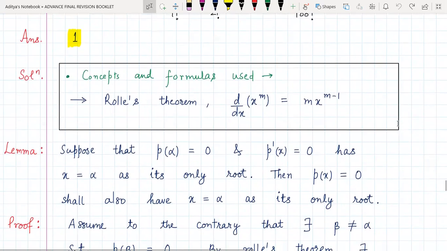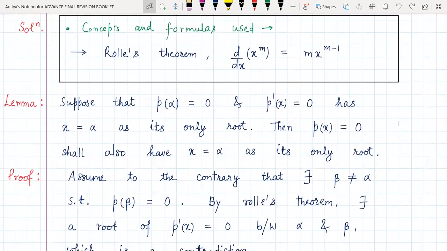Now concepts and formulas used are Rolle's theorem, and the derivative of x power m would be equal to m x power m minus 1. First of all we are going to develop a lemma. So the lemma is, suppose that p of alpha is equal to 0 and p prime x equal to 0 has x equal to alpha as its only root. Then the equation p of x equal to 0 shall also have x equal to alpha as its only root.